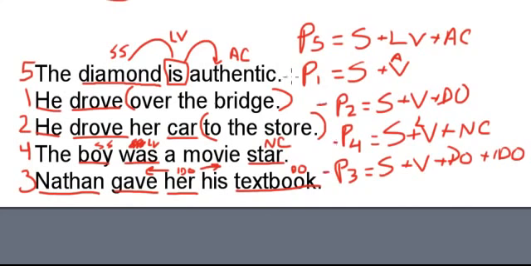So that's it. Take it piece by piece. Remember that linking verbs have complements. Action verbs have objects. Okay, that's it.